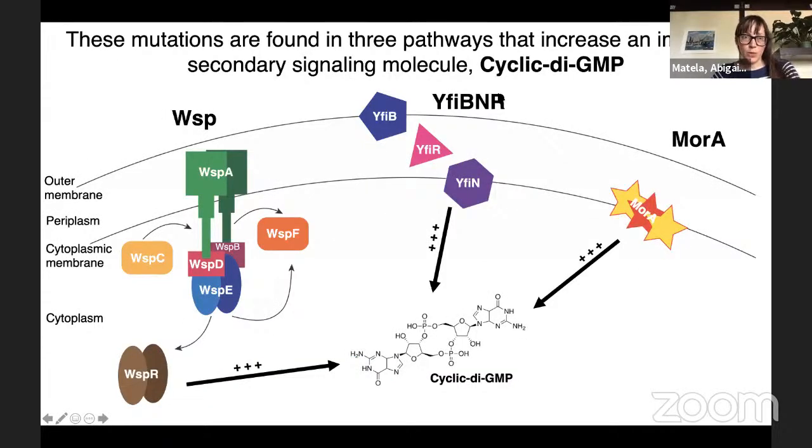So how are these important? All the mutations we saw come from 3 pathways that we know are important in increasing a secondary signaling molecule called Cyclic-di-GMP. This is just a really broad overview of the pathways, but what you should take away from this is that they're important in increasing Cyclic-di-GMP.